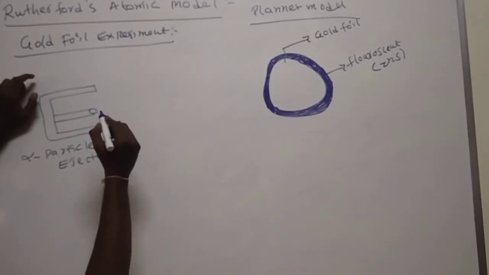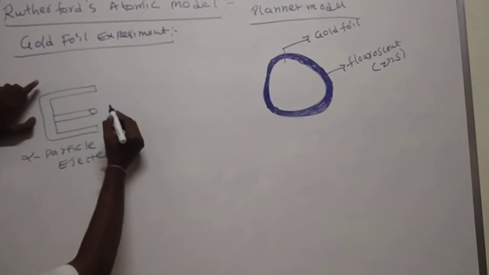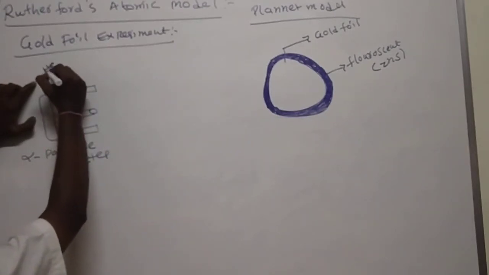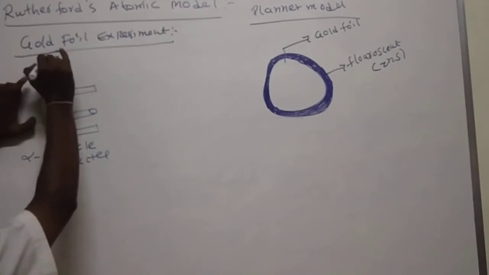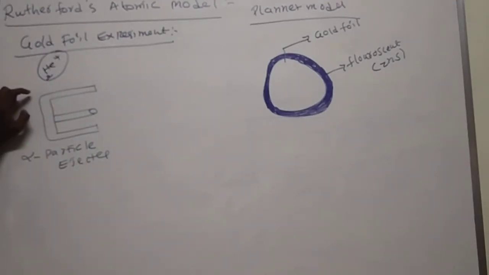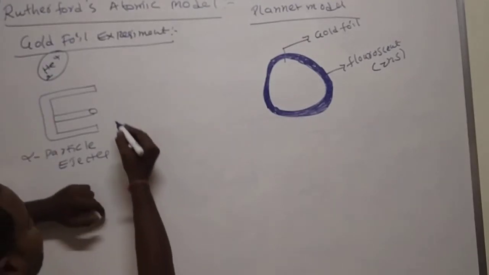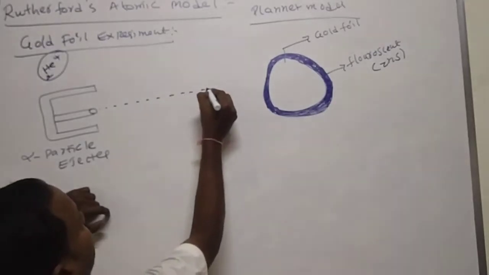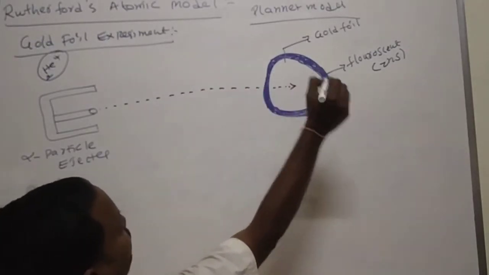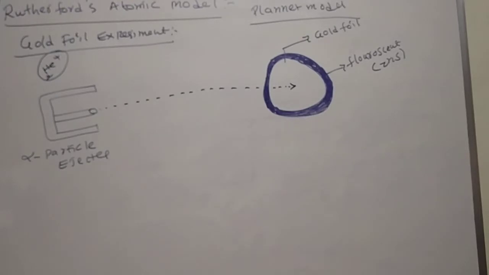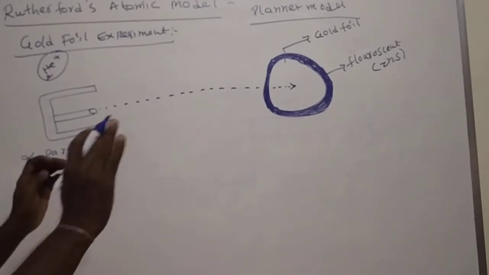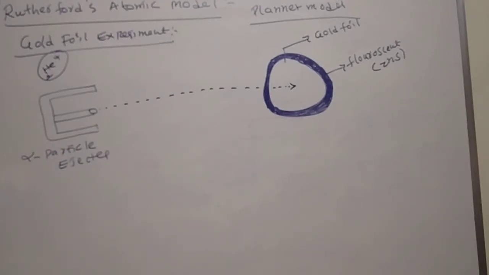Here he released the alpha particle. What is the meaning of alpha particle? Helium-4, helium with atomic number 2 and atomic mass 4. We call this an alpha particle. He released some alpha particles through the alpha particle ejector. Those will move and directly hit the gold foil. Up to this we call the gold foil experiment.